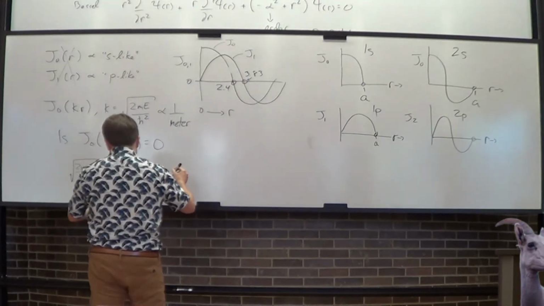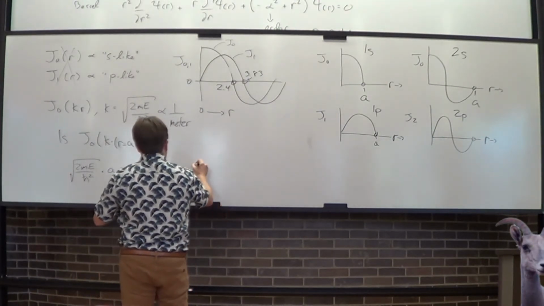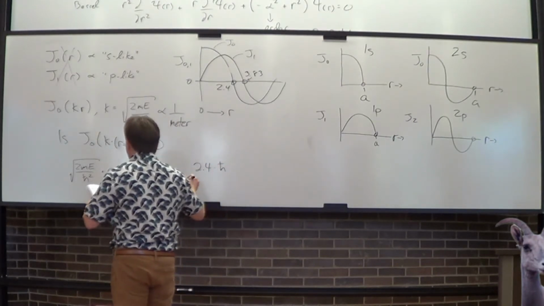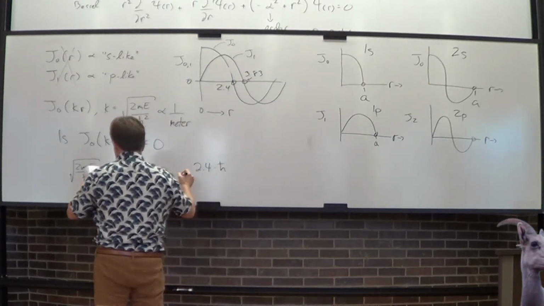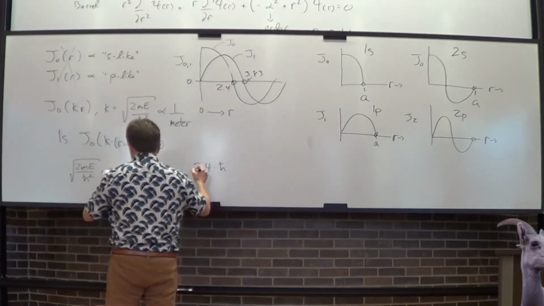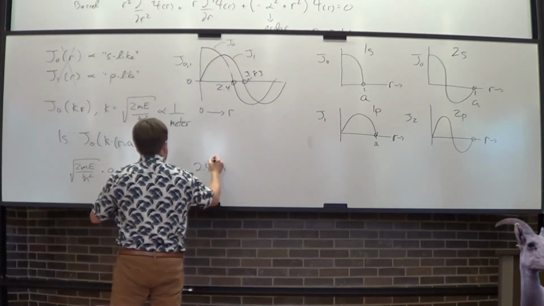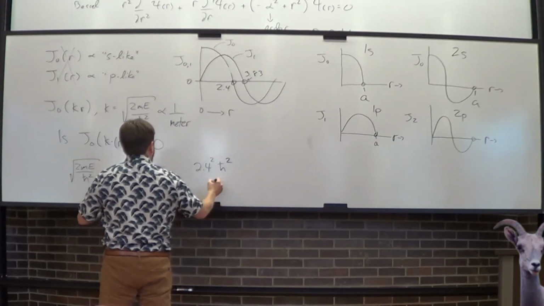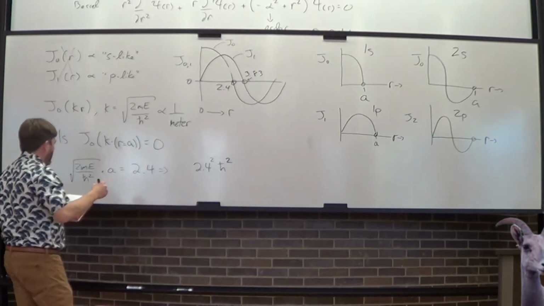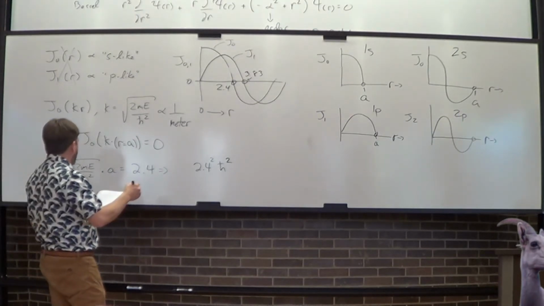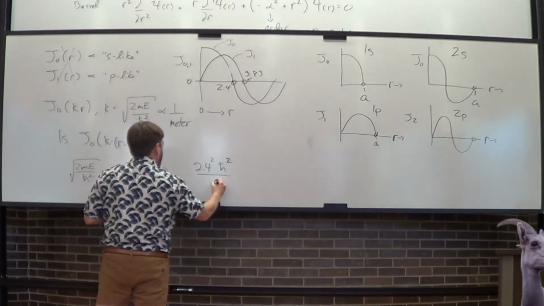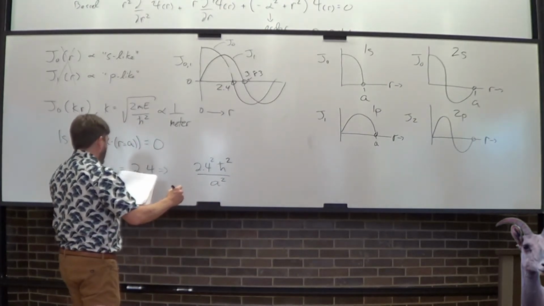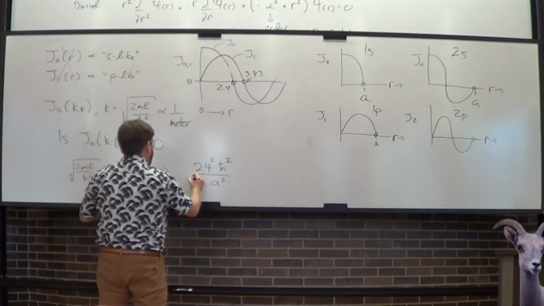Therefore, let's see here. Okay, 2.4 times h bar. I'm kind of cheating here. Okay, so then I square it, a squared, and then divide by 2m.